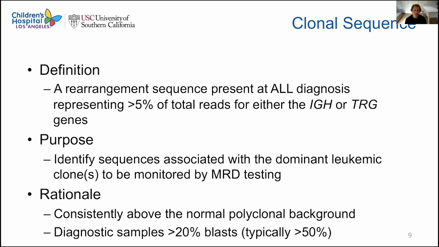And you know, it's an arbitrary cutoff, but there is some rationale behind it. It's at a level that's consistently above the normal polyclonal background. And diagnostic samples with lymphoblastic leukemia have over 20% blast and typically over 50% blast in our hands. So thus, the sequences that represent over 5% of the total reads are likely to be associated with the leukemic clones and, if it's an oligoclonal process, the major clones. So this allows us to focus on the sequences that are most relevant for monitoring for disease.